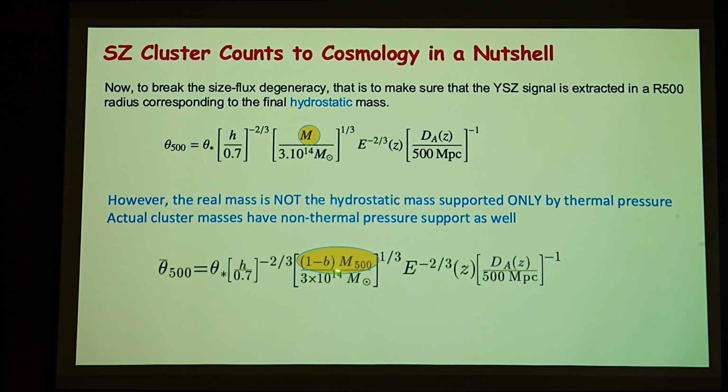Since the number of clusters detected is a strong function of the detection mass limit, if I have a little difference, like a 20% difference over here, that makes a large difference in the predicted number of clusters, so you're going to get completely wrong cosmology. That's the simple idea. Okay. So let's see how we try to do that.